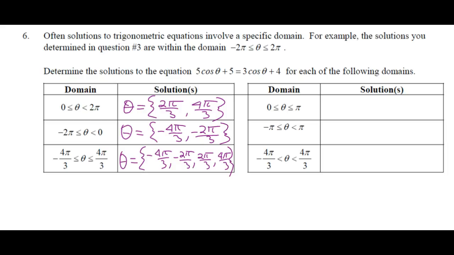What if the domain is from 0 to pi? Just 2 pi over 3. And again, start thinking of this as 3 pi over 3, right? Between negative 3 pi over 3 and 3 pi over 3, but not including the 3 pi over 3. What have we got?